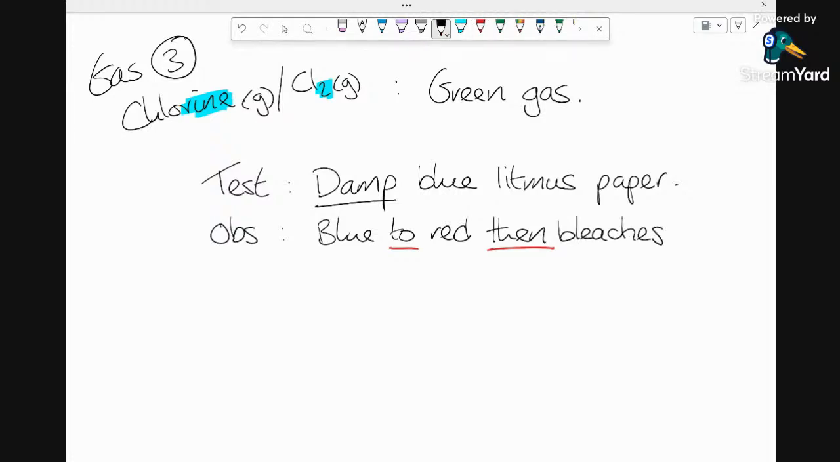If anybody is watching this who's doing GCSE, like Evans, for example, you just actually say blue to bleaches. And bleaches, by the way, you can also then just say then bleaches, or you can say then turns white. That is an alternative. Either one of those is acceptable. Bleaches, to bleach something means to turn it white. If you bleach your shirt with household bleach, you end up getting white on it.